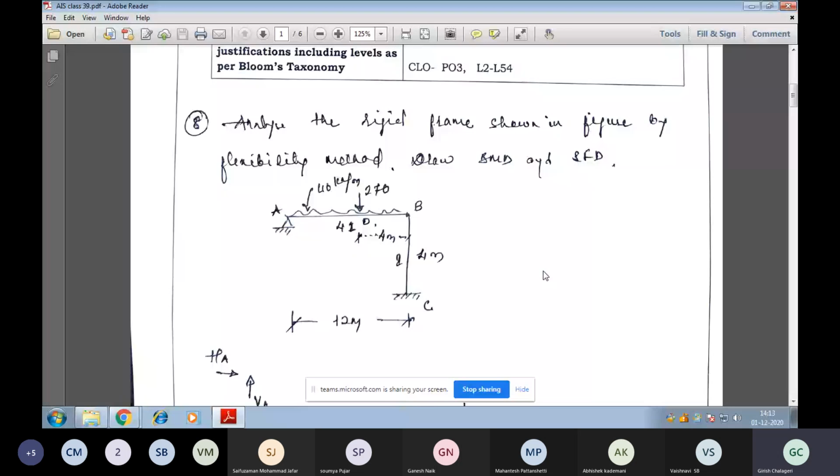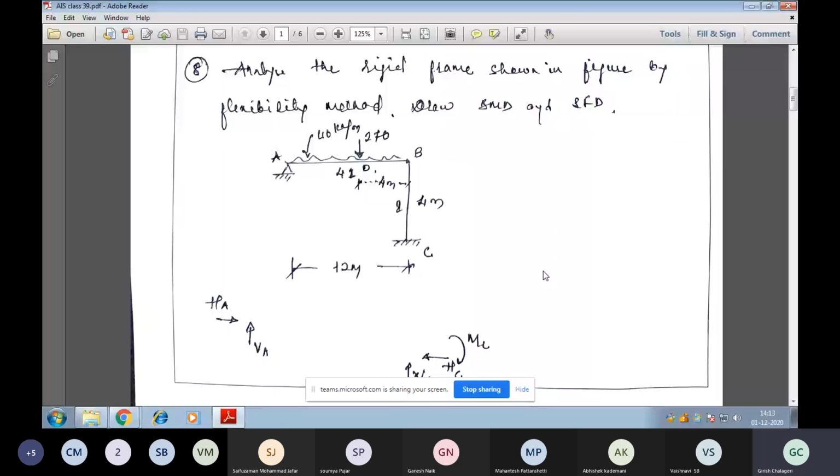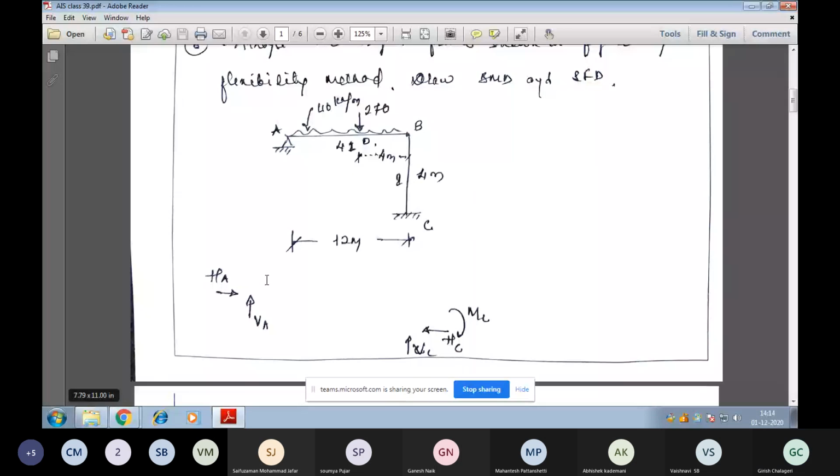First, let us find the degree of redundancy, that is, the static indeterminacy. From the diagram, joint A has two unknowns, VA and HA. Similarly at C, we have three unknowns: the vertical force at C, the horizontal force at C, and the moment at C. So the total number of unknown forces at these joints is 5, and we have 3 equations of equilibrium. So 5 minus 3, that is 2, is the degree of redundancy or static indeterminacy.